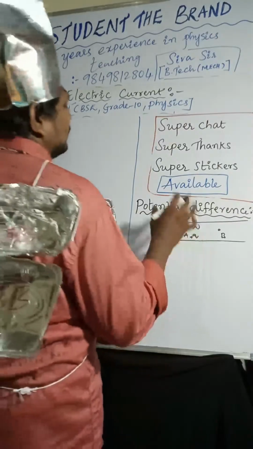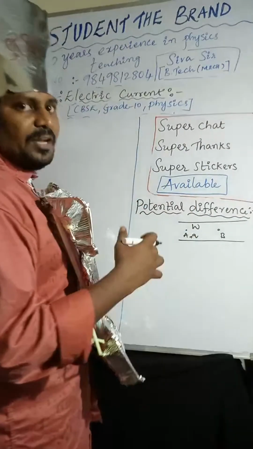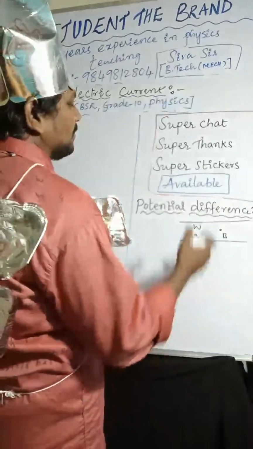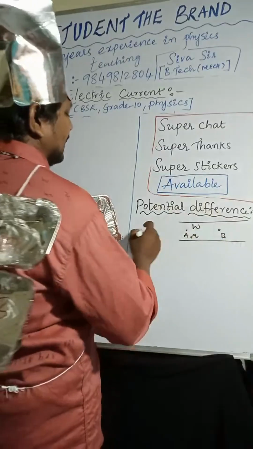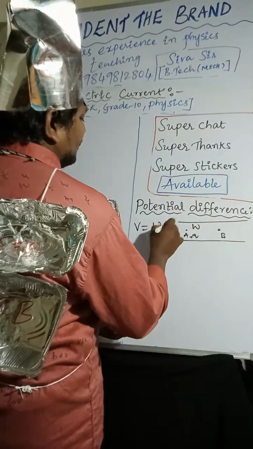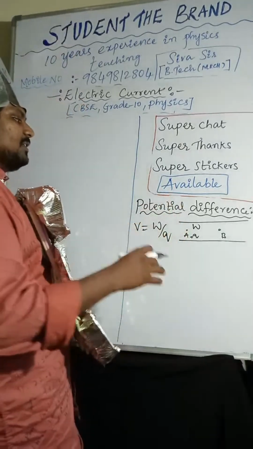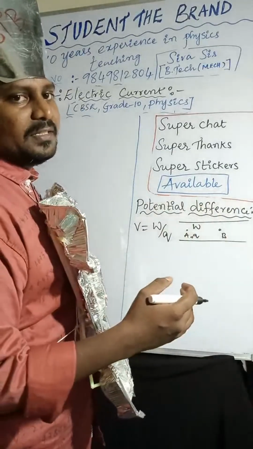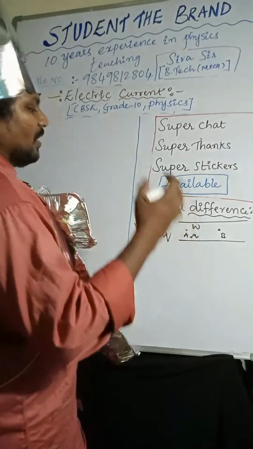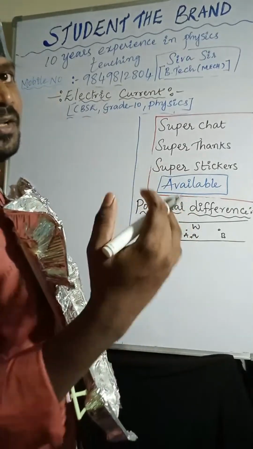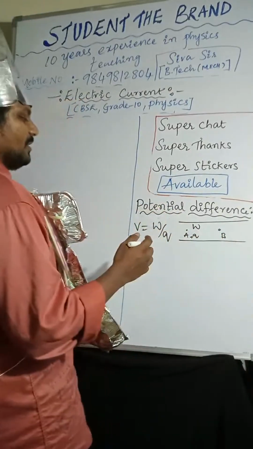Okay, done. So work done to bring unit positive charge from one point to another point within the conductor is called potential difference.